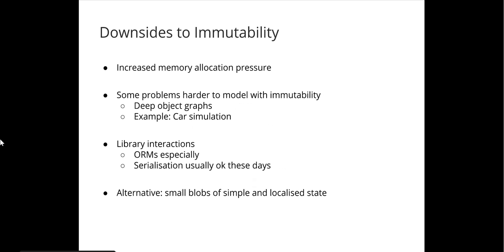Now, there's no such thing as a free lunch. Making use of immutability can increase memory allocation because you have to create those copies of objects. So that may be an issue, but if those objects are short-lived, then they'll be easily garbage collected, so that's not always a problem. It makes things a little bit harder to model as well.